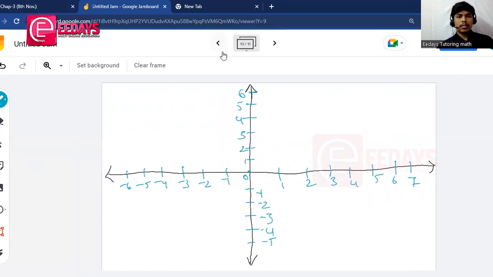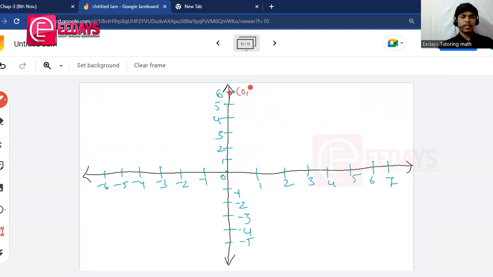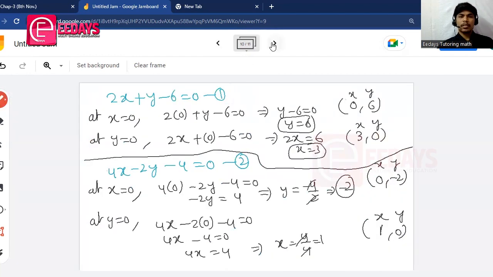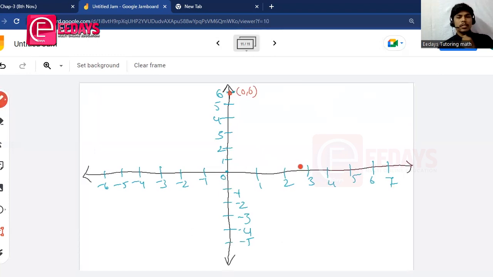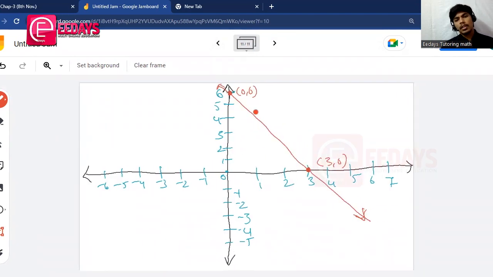Okay, let's look at the points. What are the points we got? 0 comma 6 is nothing but x is 0, y is 6. It is located here. Next point 3 comma 0, where the y coordinate is 0, is located here. So join the 2 points and you'll get the straight line. I don't have a scale here, that's why I'm drawing a rough diagram. This equation we call 2x plus y minus 6 is equal to 0.